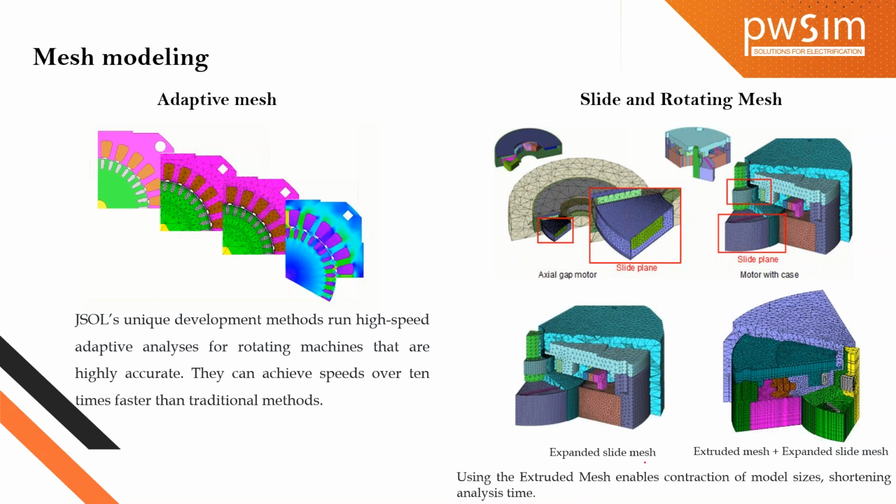So also we have an expanded slide mesh, that is extruded slide mesh. For complex 3D models, we can avoid creating a large number of mesh elements using the extruded slide mesh, where the axial extrusion part can be defined as an extruded mesh to avoid the large number of mesh elements in the analysis. And that will reduce the simulation time compared to the normal semi-auto mesh or auto mesh.